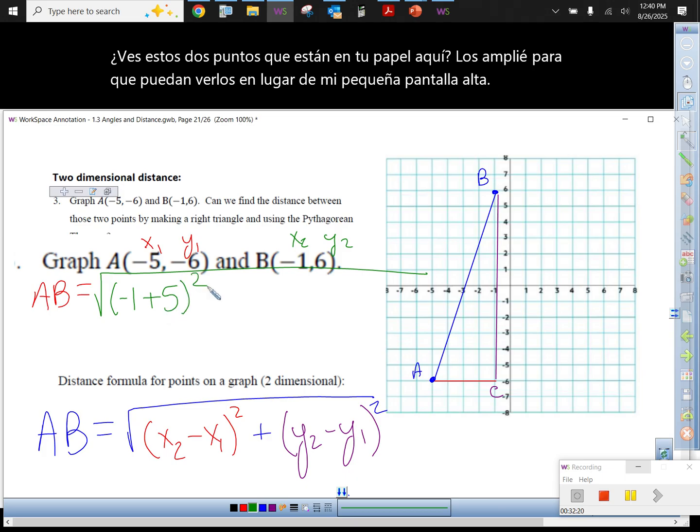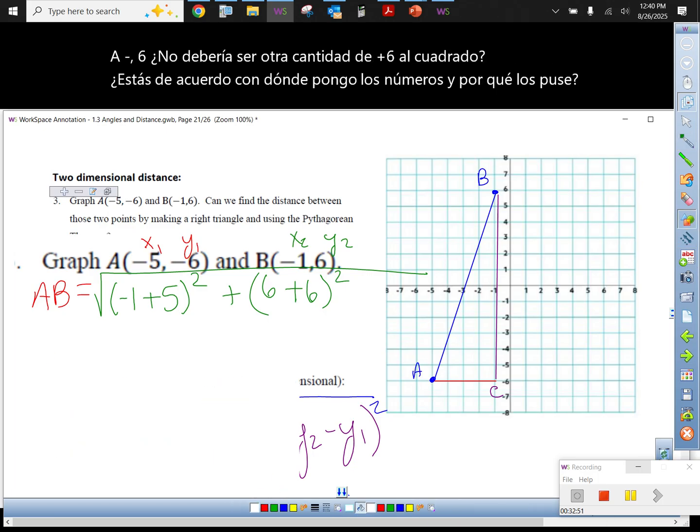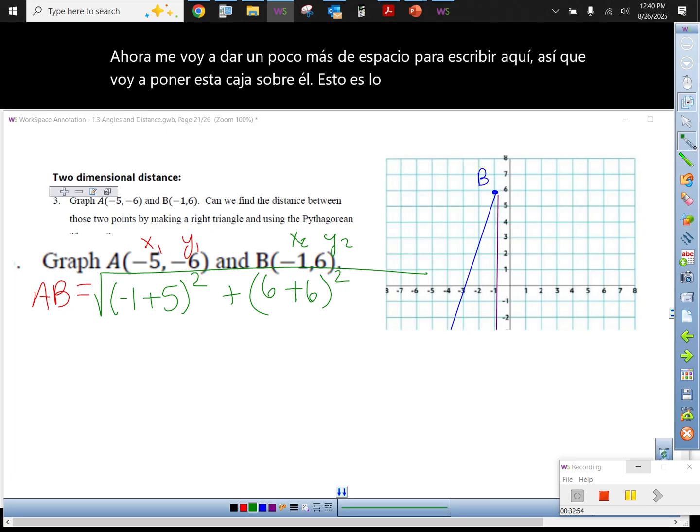I know you're getting tired. Hang with me. x2 minus x1, the minus and minus became a plus, quantity squared. The symbol in between is a plus. Then who's y2? 6 minus a -6. So shouldn't that be another +6, quantity squared? Are you cool with where I put the numbers and why I put them? Now I'm going to give myself a little more room to write here, so I'm just going to put this box over it. Here's what we'll do. We're going to do the first one the long way and see if you hate it. And I hope the answer is yes, because I'll show you a faster way after we do the first one the long way.